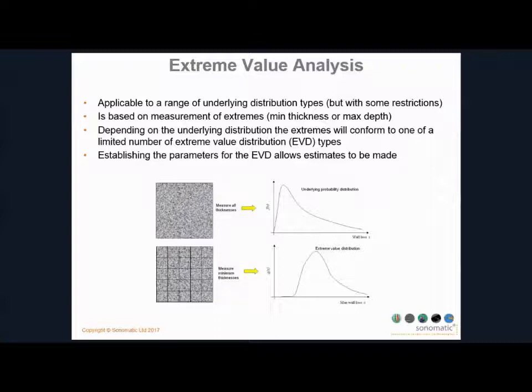So what we'd be doing looking at the underlying distribution is taking lots and lots of measurements using corrosion mapping typically, and you would then develop that full underlying probability distribution.